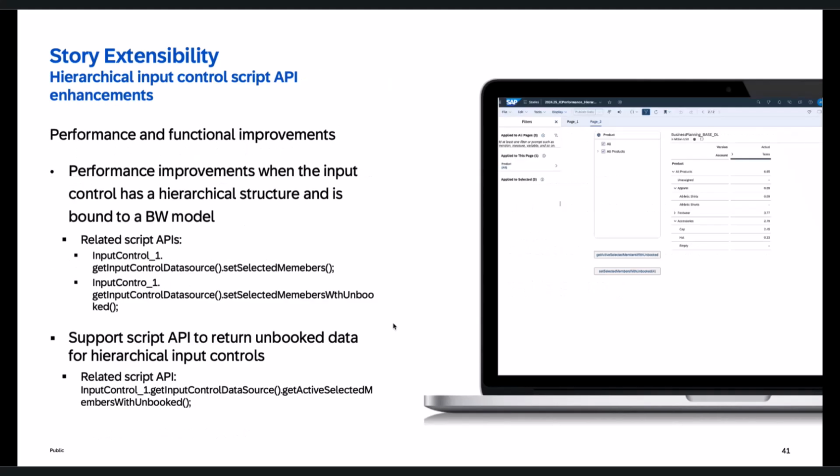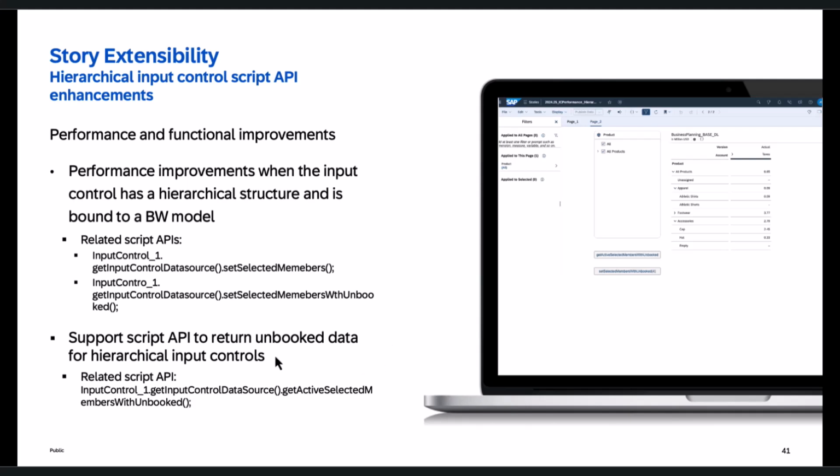And we also have additional improvements for the input control. So we have done performance and functional improvements. We have performance improvements when the input control has a hierarchical structure and is bound to a BW model. And the related script APIs are input control set selected members and input control set selected members with unbooked data. For these two APIs, we have performance improvements if that is bound to a BW model and has a hierarchical structure.